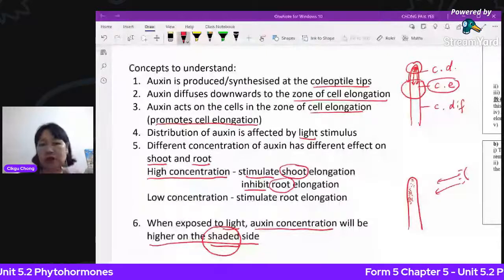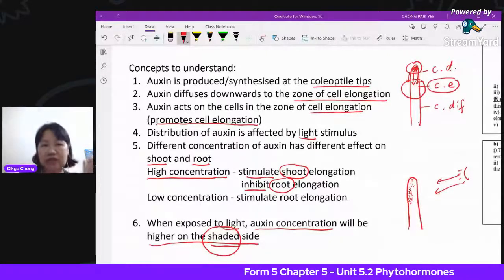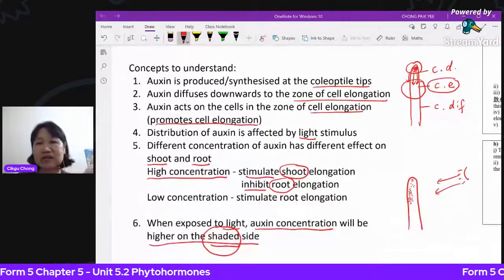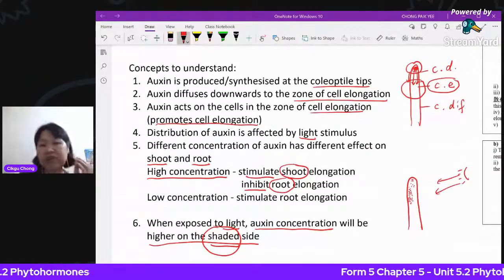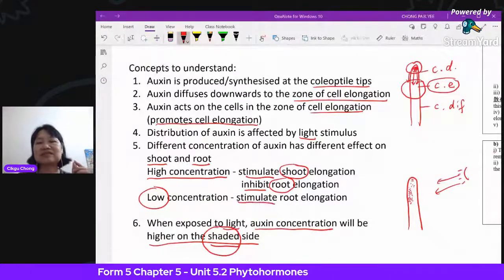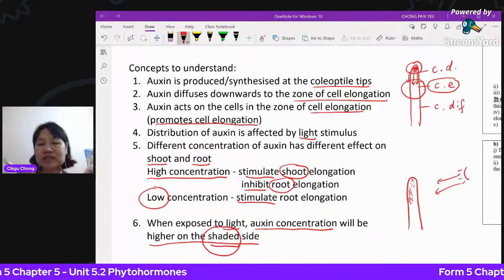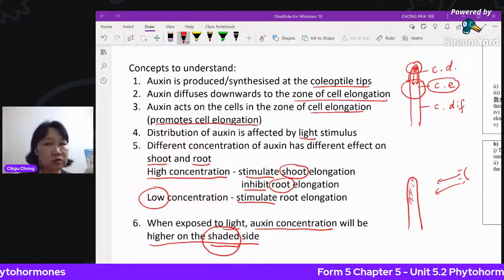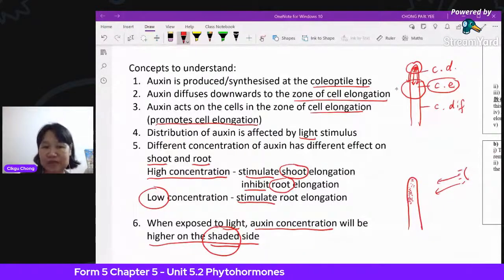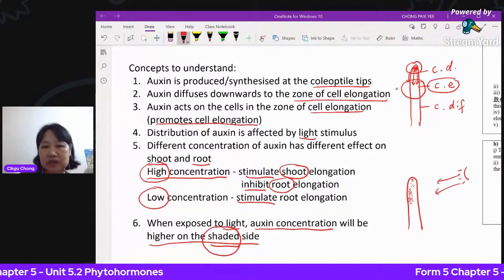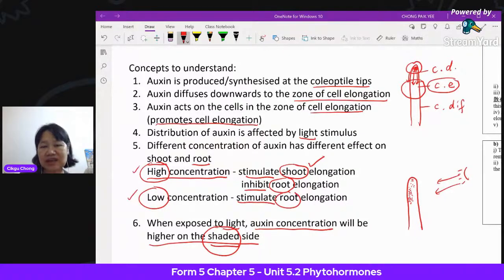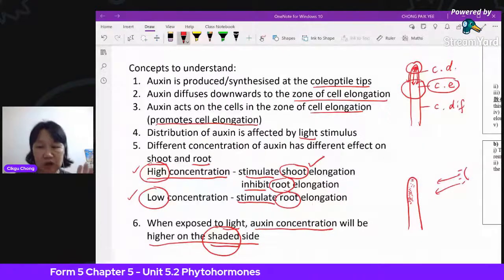Okay, now one more, last one. On the other hand, if you have low concentration, I make auxin, I have the IAA, the man-made auxin, I make it in low concentration, very little only. If I apply it on the root, it actually will stimulate. So you don't put too much. The root does not need high concentration. If you want the root to grow, it has to have low concentration. Then only it will stimulate. So you can see the difference here. High concentration will stimulate the shoot, but low concentration will stimulate the root. Okay? Understand this? So you remember these six concepts first.